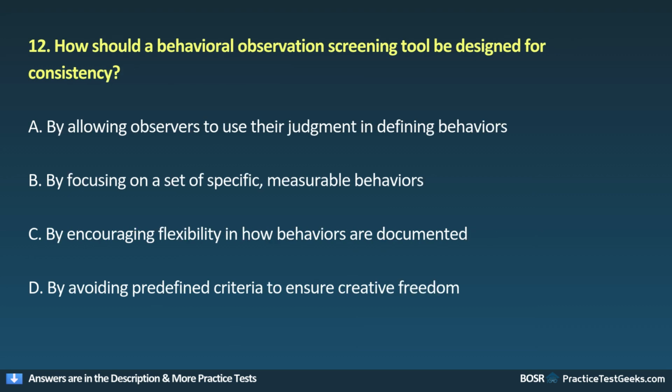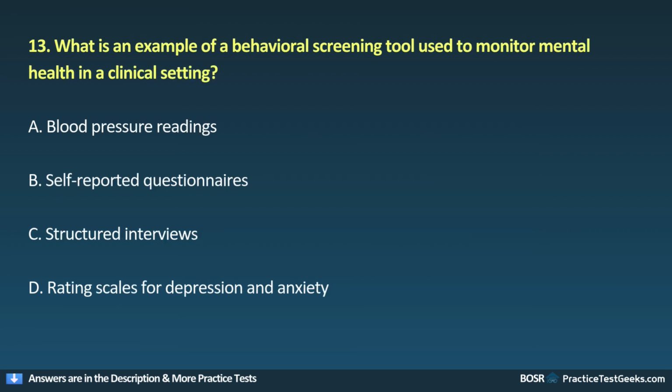12. How should a behavioral observation screening tool be designed for consistency? A. By allowing observers to use their judgment in defining behaviors. B. By focusing on a set of specific measurable behaviors. C. By encouraging flexibility in how behaviors are documented. D. By avoiding predefined criteria to ensure creative freedom.